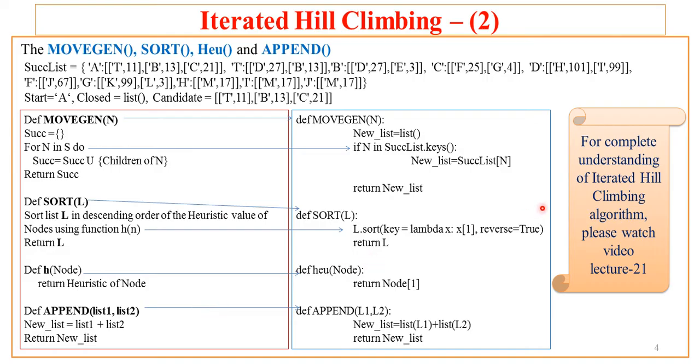Now for a proper understanding of the iterated hill climbing algorithm, please watch video lecture 21. Because the intention of this lecture is not to describe the functioning of iterated hill climbing, rather iterated hill climbing is used as the algorithm to be implemented using Python. So the intention of this particular lecture is to directly tell you the coding, that means how the logical steps of iterated hill climbing can be transferred into code. So for better understanding of iterated hill climbing, please watch video lecture 21.